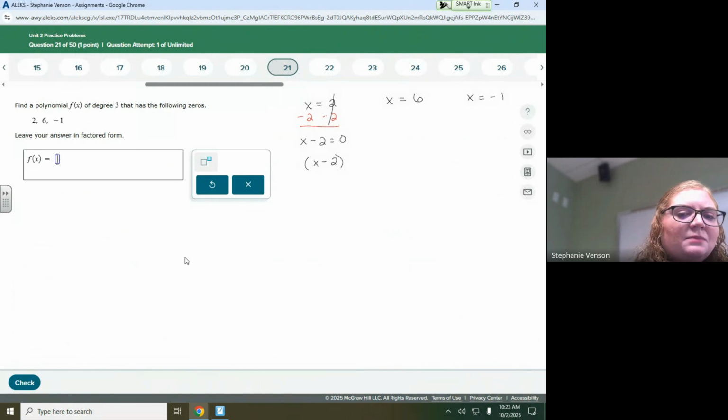So using the same logic, x equals 6 comes from a factor of what? Yeah. And what does x equals -1 come from? Yeah. If you get one like that, please don't miss that. So x minus 2 times x minus 6 times x plus 1.